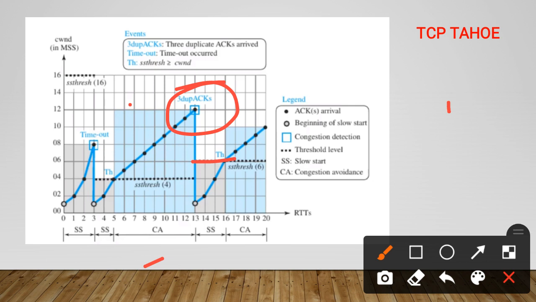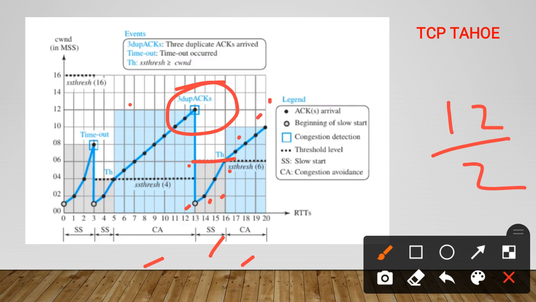What is the threshold point here? 12 divided by 2 is 6. So the threshold value will be 6. And again it starts from the slow start: 2 raised to 0 is 1, 2 raised to 1 is 2, 2 raised to 2 is 4. 2 raised to 3 is 8, but 8 is very high, so only up to 6 will it send the data. And again there is congestion avoidance, so it will start sending data one by one.